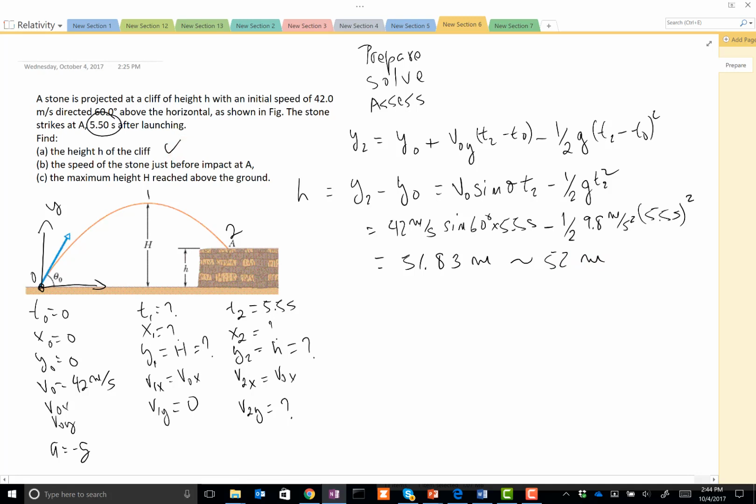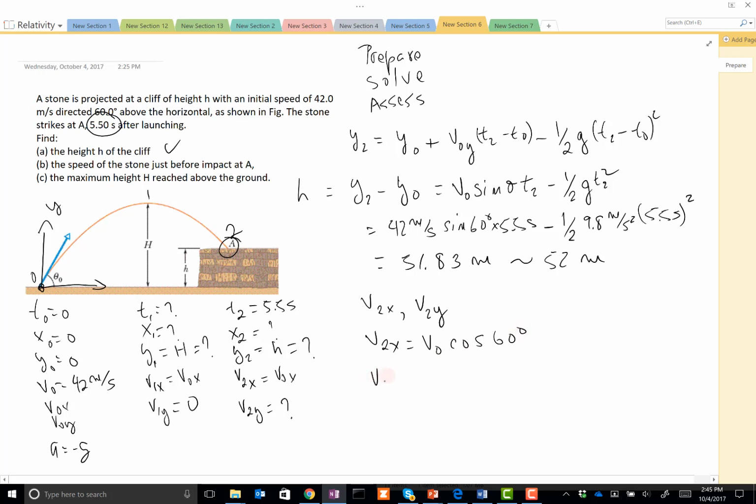Let's see, the next part is the speed at 2, right? To find the speed at 2, we need to find both v2x and v2y. So let's find v2x. We know v2x is equal to v0 cosine of 60 degrees, so we can find that.